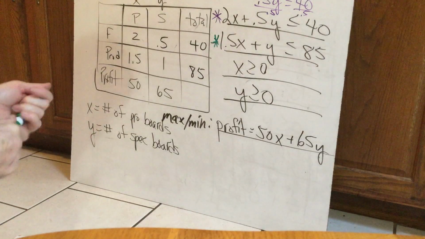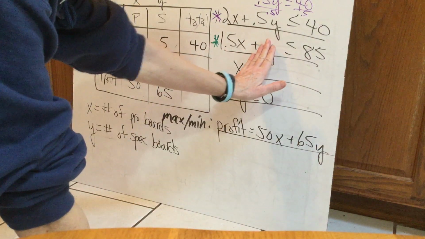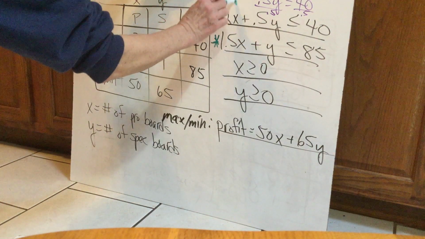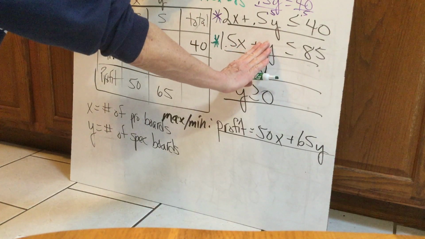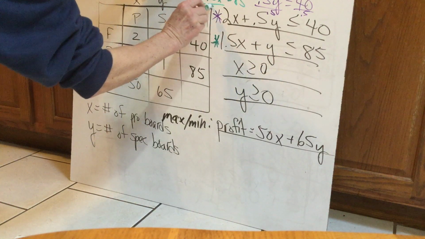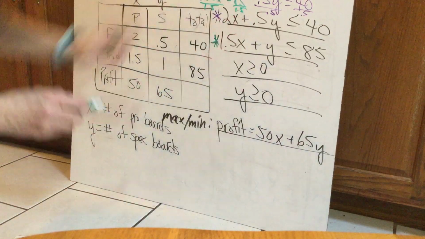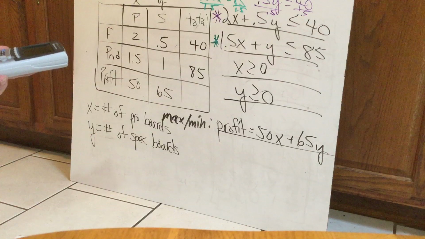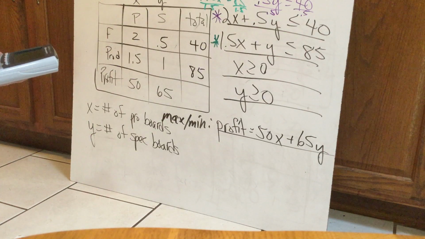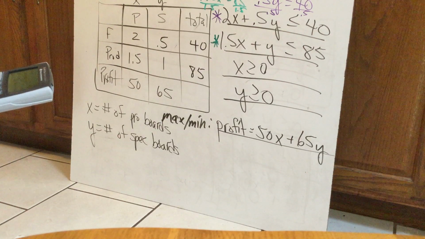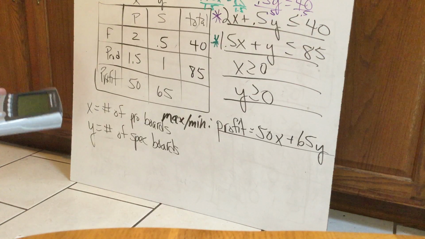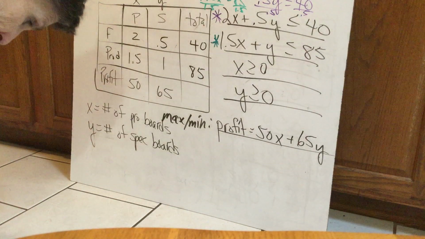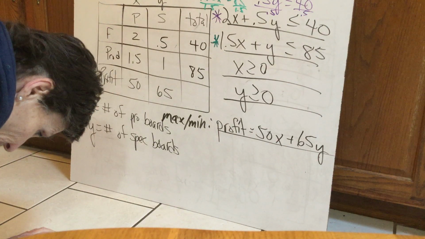If I let y be 0, then I have the equation 1.5x equals 85. So I have to divide by 1.5, which I can do on my calculator. And it's about 56.6 or 56.7. So I'll plot that point. 1, 2, 3, 4, 5.